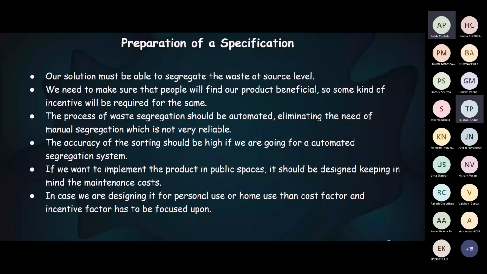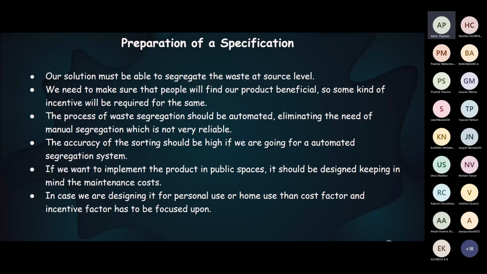For example, using some kind of a device with sensors or image processing technologies, so that the waste segregation process can be automated at the source level. And if we are using such automated solutions, the accuracy of the sorting of waste should be high, which is generally a problem in manual segregation, where all the waste does not get segregated. And with the help of automated segregation, we can also go with a larger number of categories, not just dry waste and wet waste. So we can expand our categories according to our need.